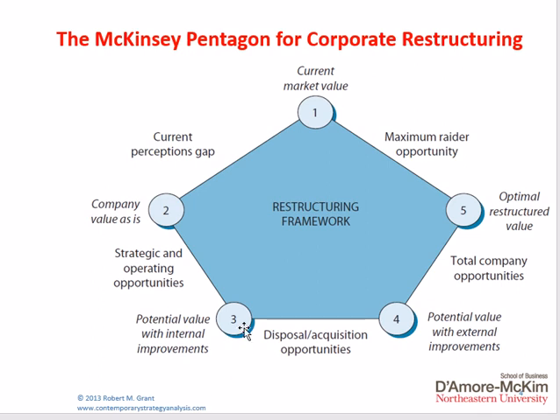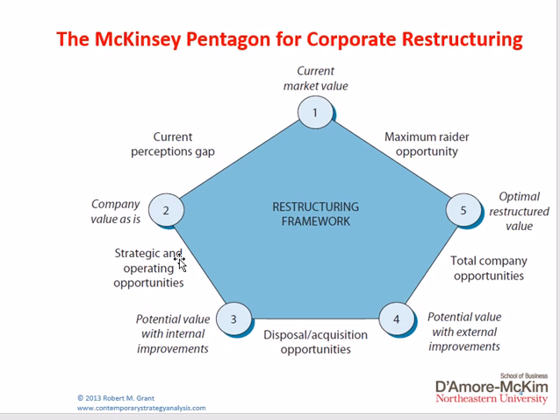We then go to number 3 and think about, well, if we make internal improvements through restructuring, so we improve our operations, maybe change the way our activities are coordinated, and maybe improve the operating performance of the various divisions, that gets us to point number 3, the potential value of the firm through internal operating improvements and internal strategic changes as needed.